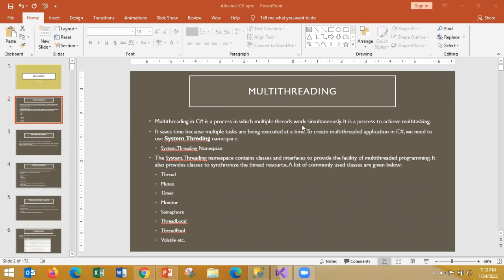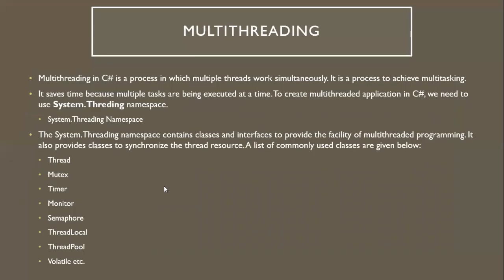Why it is required: it is basically a way to achieve multitasking. So multitasking is achieved by using the concept of multi-threading. And remember, threads always run inside a process. Process is equal to application. Now, what is the advantage of using multi-threading? It basically saves you time, as multiple tasks are being executed at a time.